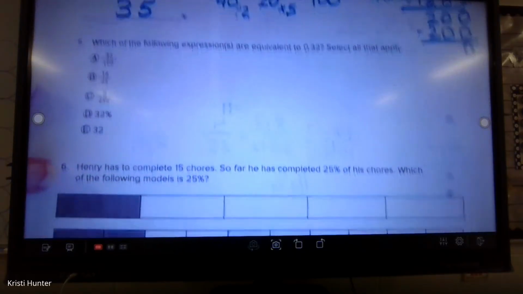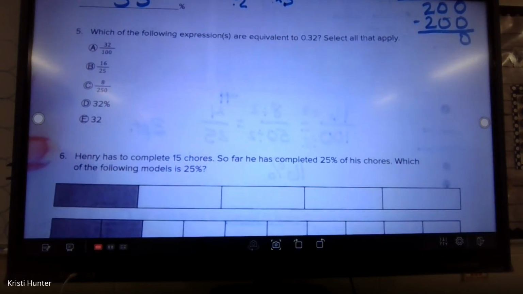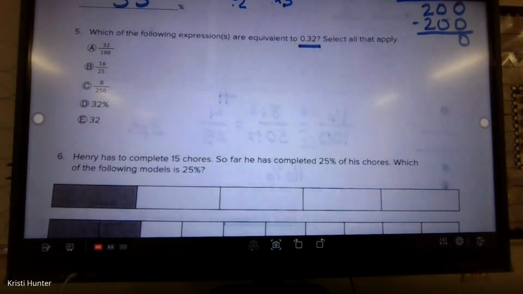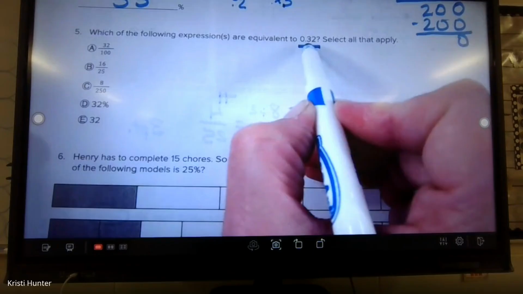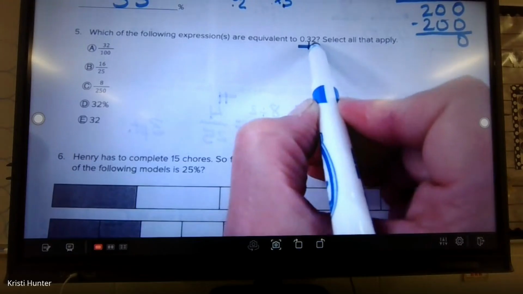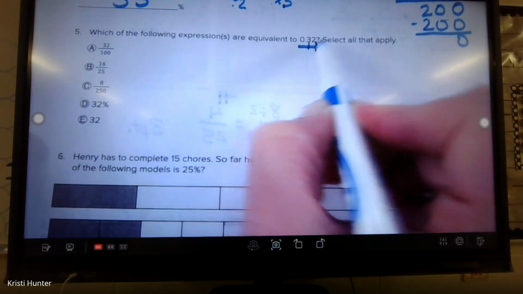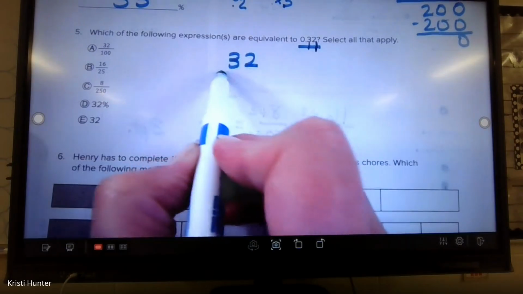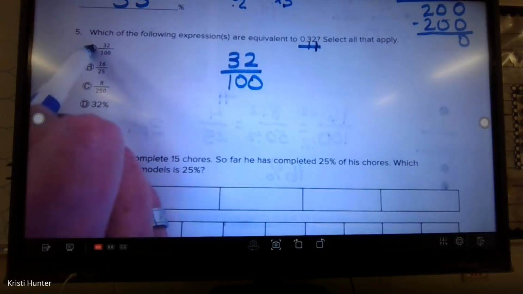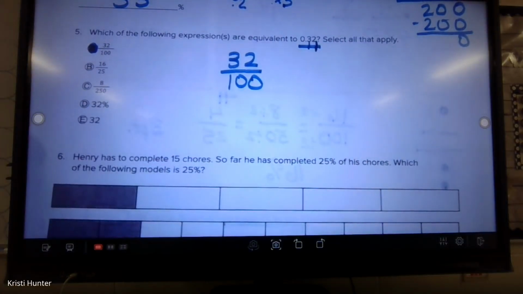Number 5 is a very similar question to number 2. You're supposed to look at this decimal and select all that apply. So again, when I look at 0.32, I notice this is the tenths place. This is the hundredths place. So I would have 32 hundredths. So I'm going to check and see if that's an answer. And it sure is right here.